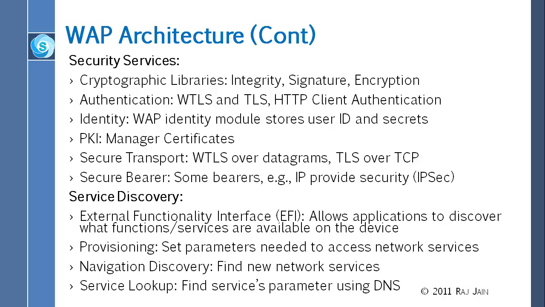So there is a new word here, WTLS. TLS we know is SSL, transport level security, and WTLS is the wireless version of that, and this is client authentication as opposed to message authentication. Identity is the WAP identity module, which stores user IDs and secrets. So that is user ID and user authentication. PKI everybody remembers is certificates. Secure transport is WTLS over datagrams.